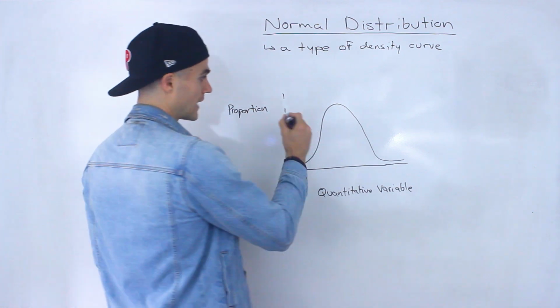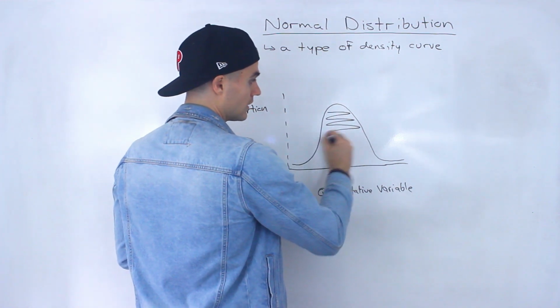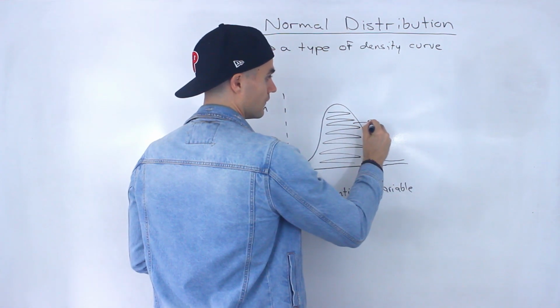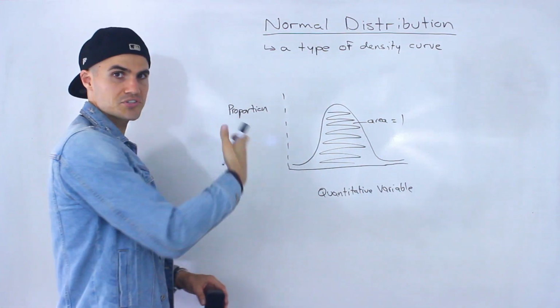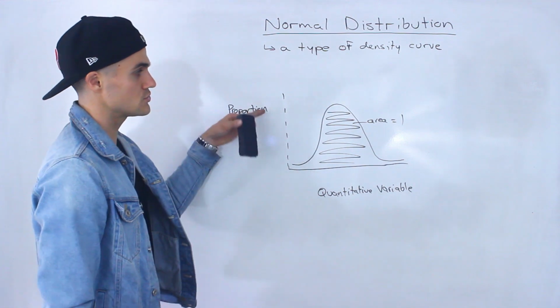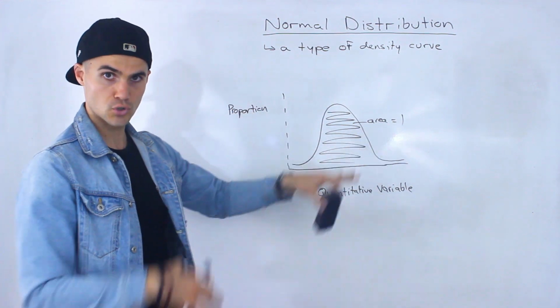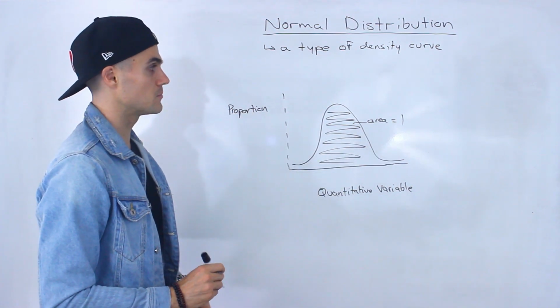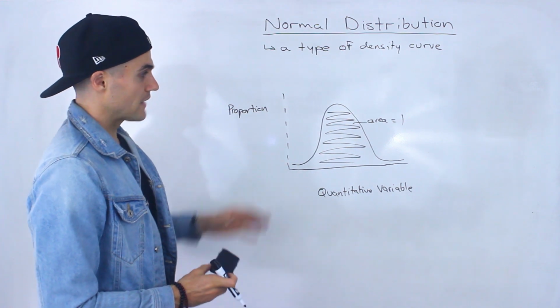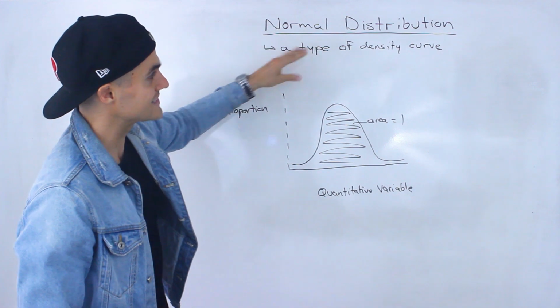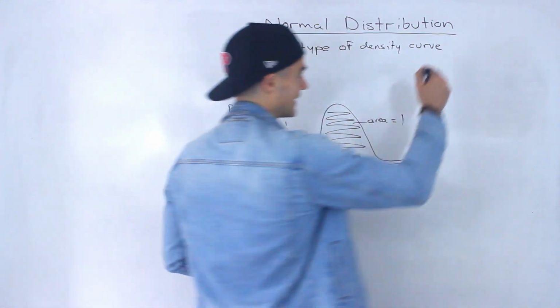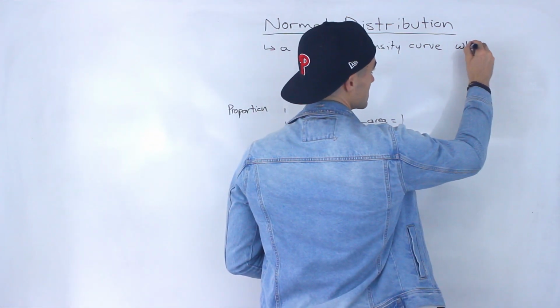We also talked about that the area under a density curve is always going to equal 1, or if this is in percentages, 100%. But again, it's usually in proportions, so the total area under the curve is going to be 1. So that's just a quick review of a density curve, and a normal distribution is basically a type of density curve, and it has 3 characteristics.